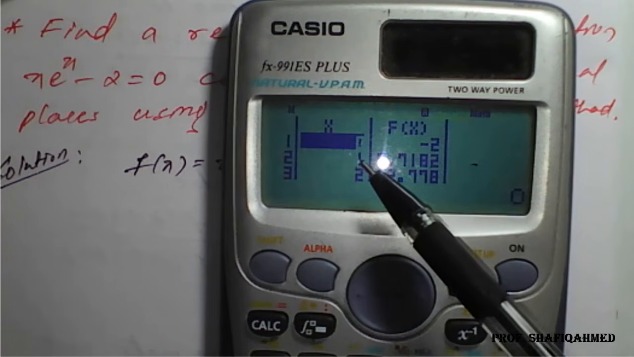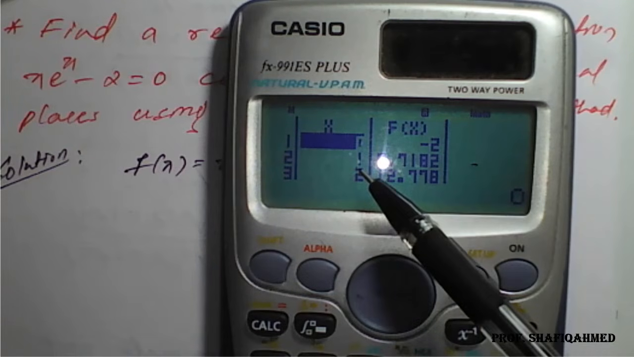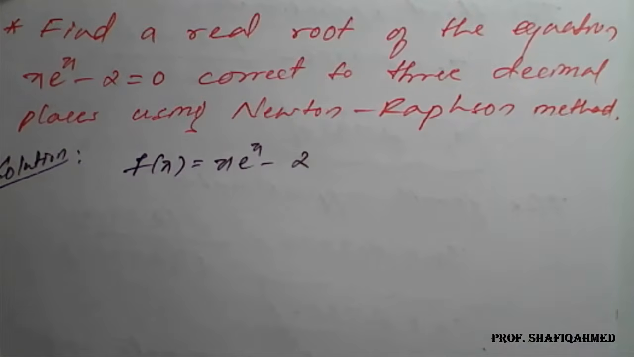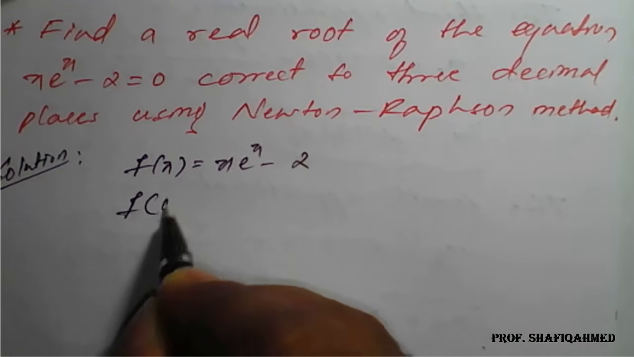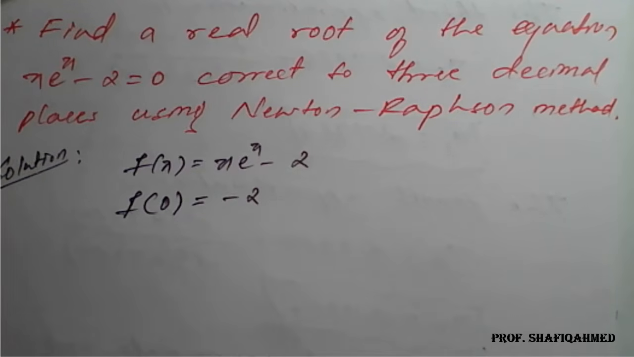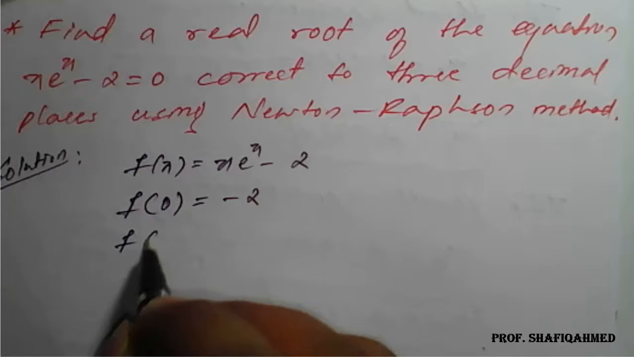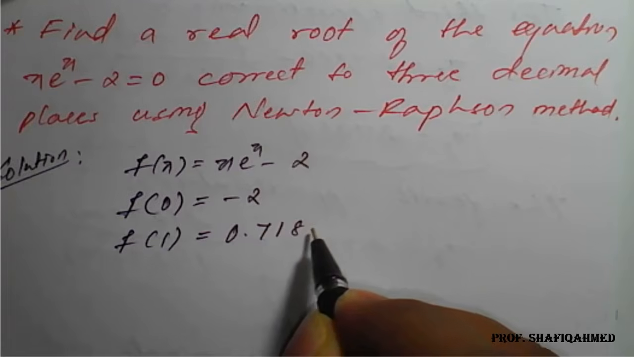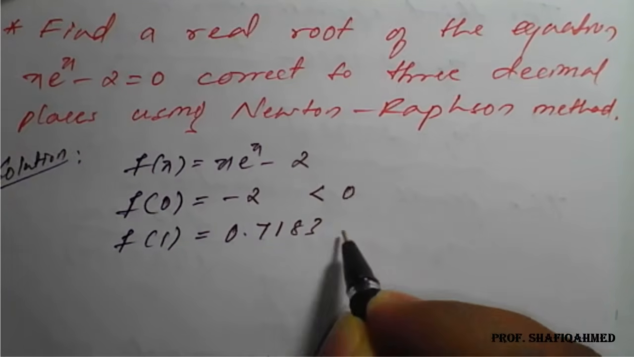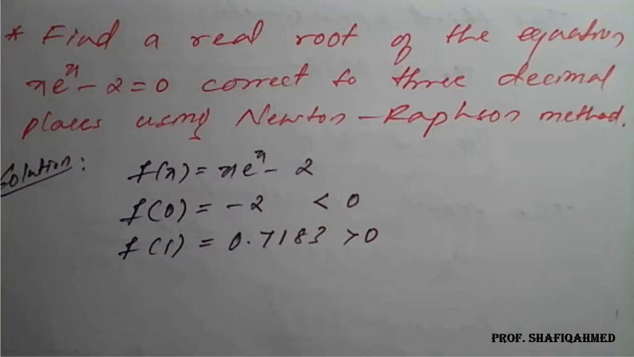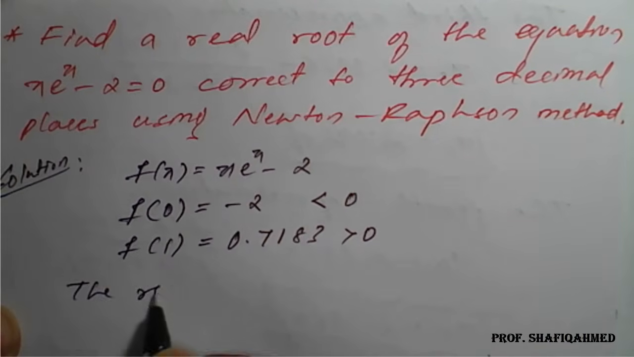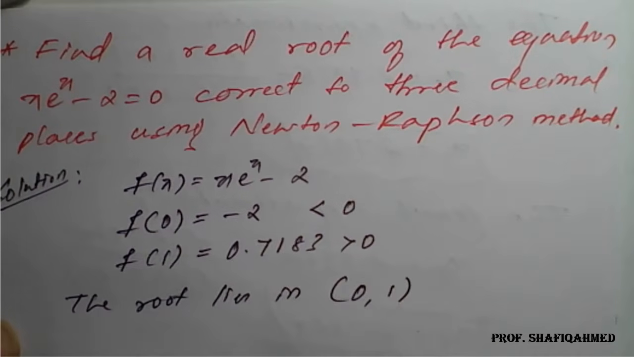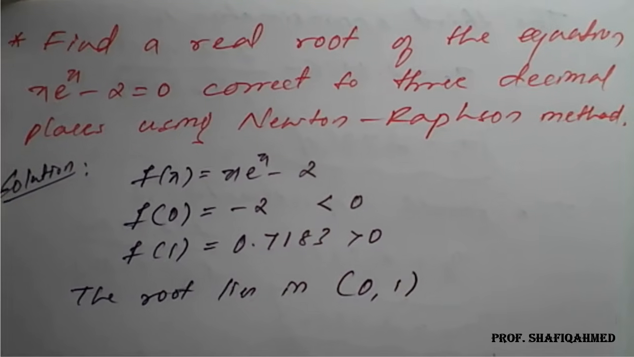You can see here if x is 0 it is minus 2, and when x is 1 it is coming as a plus value. So we got a root immediately. f of 0 is minus 2 and f of 1 is 0.7183. This is a negative value and this is a positive value. The root lies in 0 and 1.